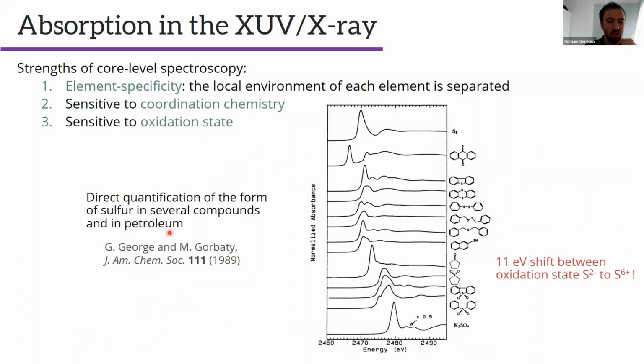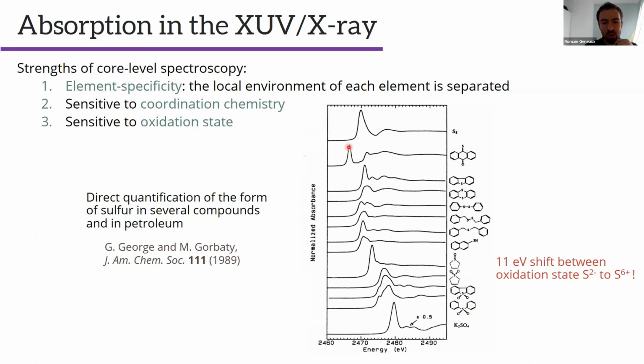And the last one I wanted to mention is that you're very sensitive to the oxidation state, because the oxidation state is pretty much the electronic density that you're going to have around the atom. And so this is going to change the energy of the core level by a lot. And so here is an example of sulfur spectra. So this is the sulfur K edge. And here you see a bunch of different molecules that were measured.